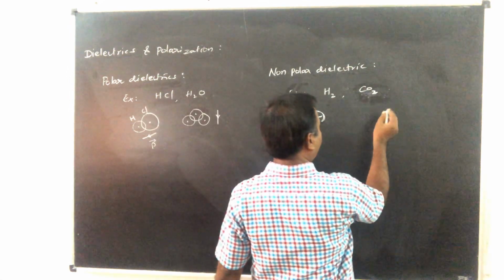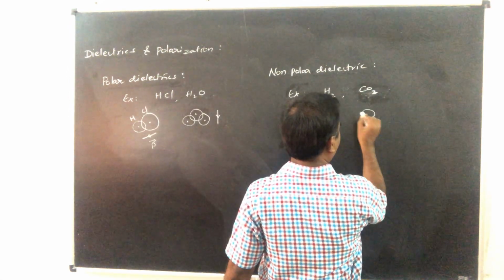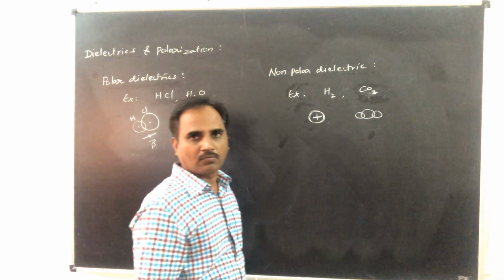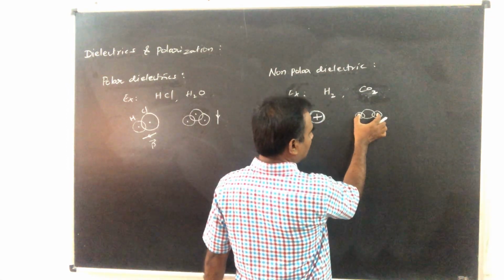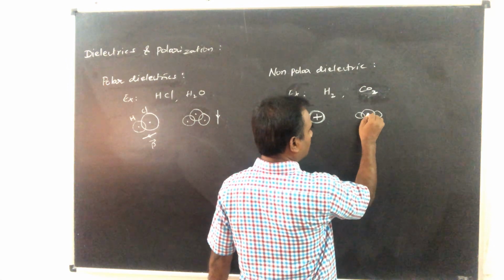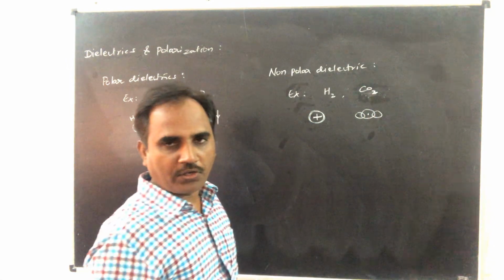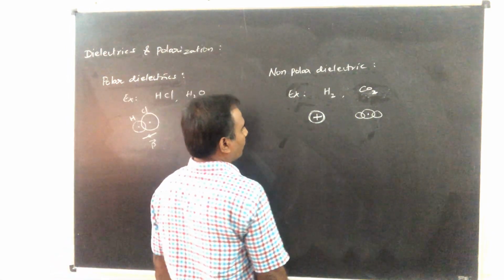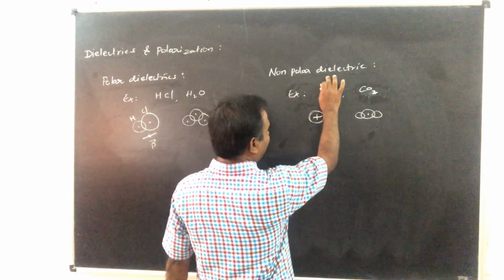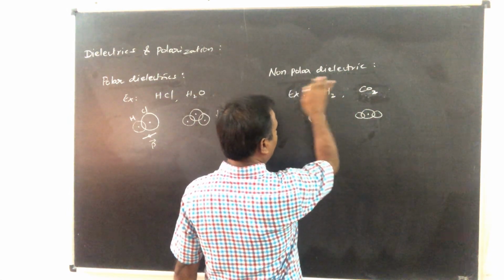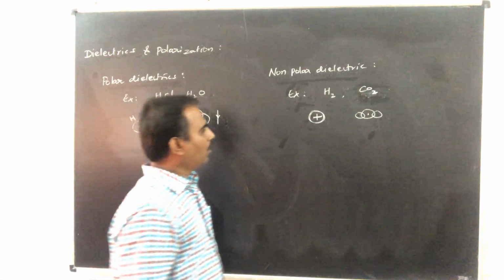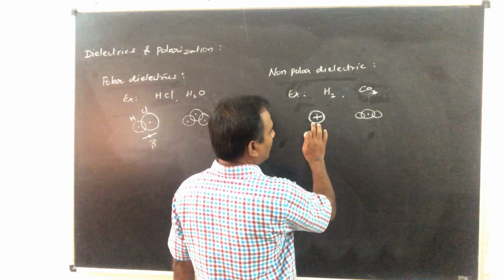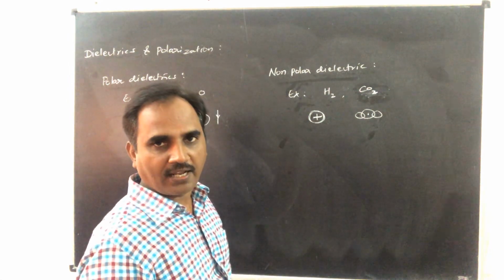Even if you take this carbon dioxide molecule, this is an oxygen atom and this is one carbon atom, this is another oxygen atom. So the centers of positive charge and negative charge both will coincide here. Therefore, this molecule has no permanent dipole moment. Dielectrics which possess these type of molecules are called non-polar dielectrics. In the absence of external electric field, these non-polar molecules do not possess any dipole moment.